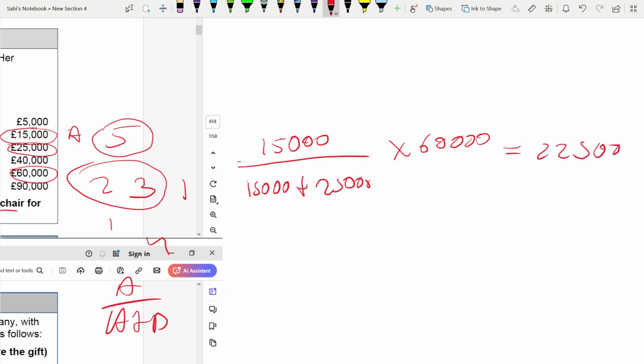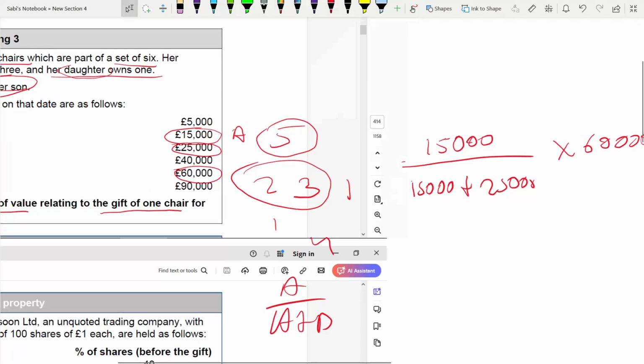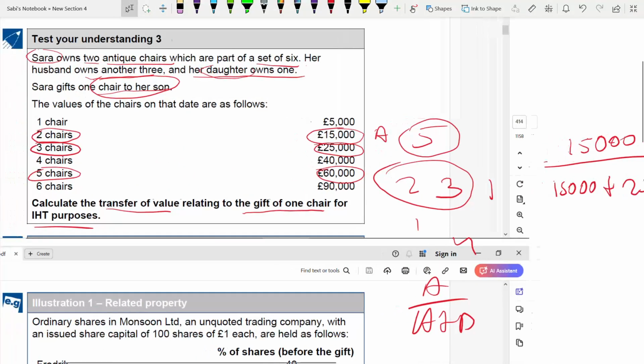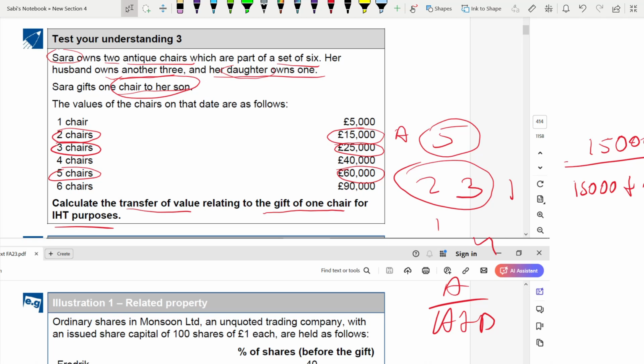Now, after the gift, what is the value of the chair? He's giving one. One chair is given away. So from 2 chairs, Sarah will now have 1 chair. 1 chair's value is 5,000. But the husband will remain with 3 chairs only, 25,000. And now there are 4 chairs. After the gift, there will be 4 chairs, so 40,000.